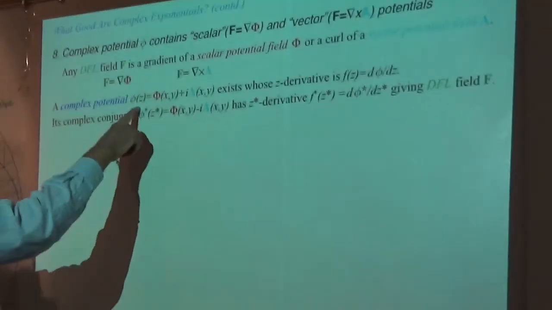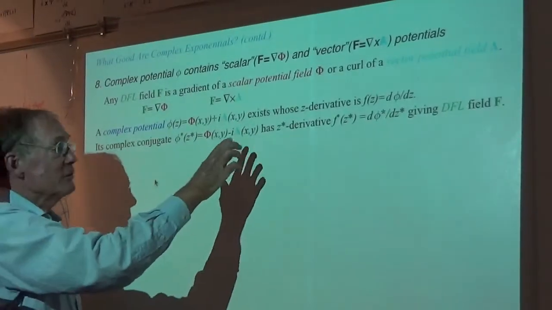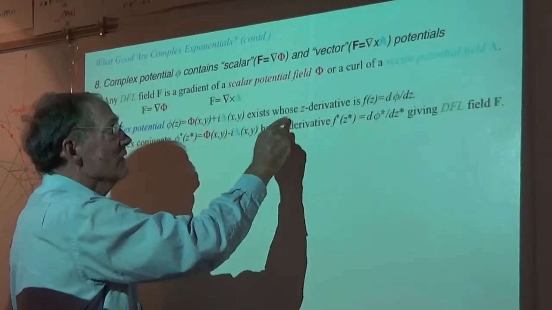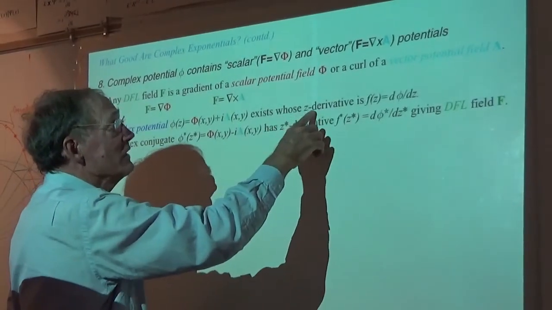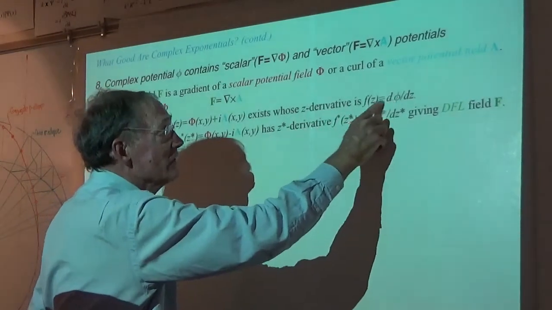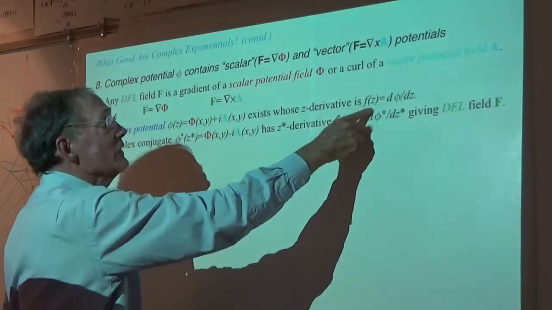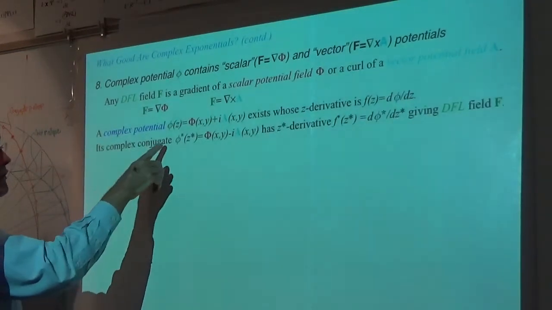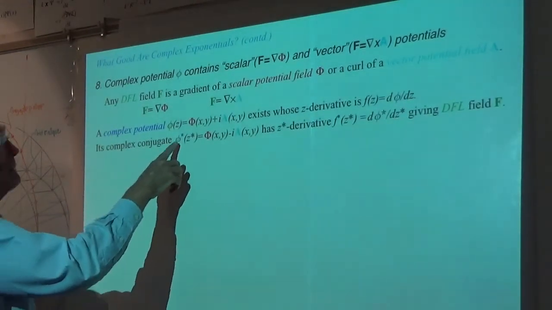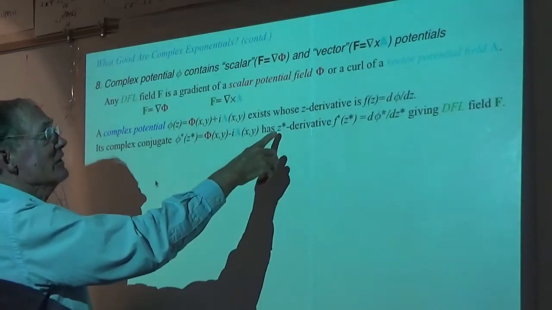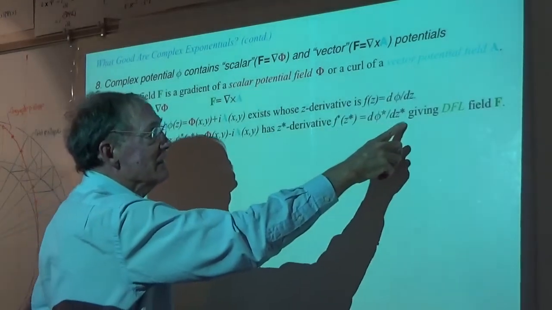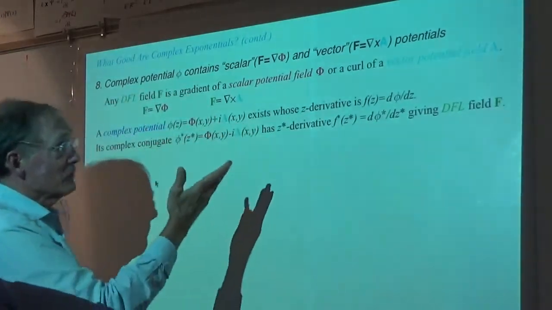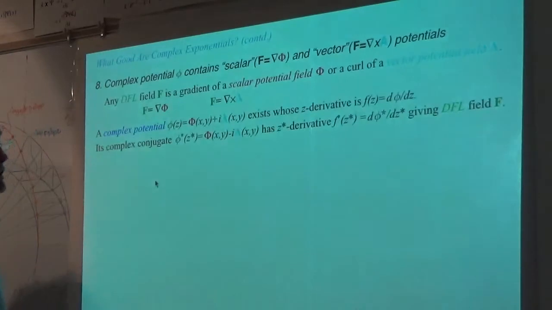So I take a complex potential, okay? This will exist such that its z derivative is d phi dz, this field. So really all I have to do is integrate that equation to get the potential. And that's a nice, powerful thing about this whole method. But the complex conjugate of this thing has a z-star derivative like that, giving that field that we want. That is, this is the field that we're after. So you need to have a minus sign right at that point.